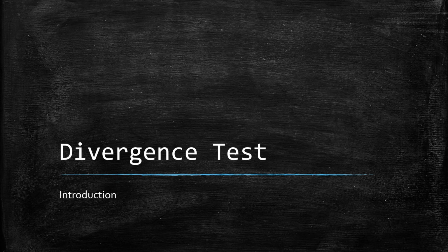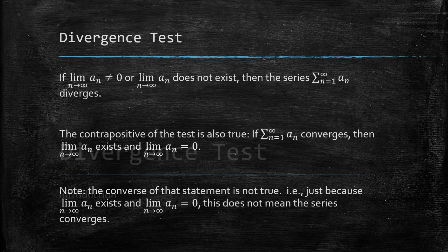In this video, we'll go over an introduction of the divergence test for infinite series. Now, the divergence test states if the limit as n goes to infinity of a sub n is not 0, or that the limit as n goes to infinity of a sub n does not exist, then the infinite series from n equal to 1 to infinity of a sub n diverges.